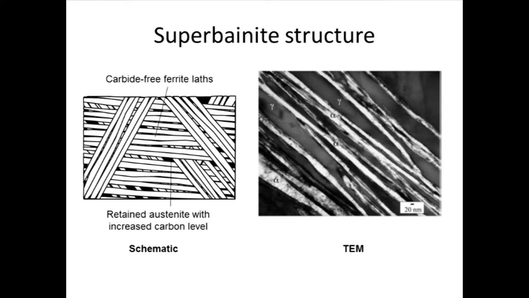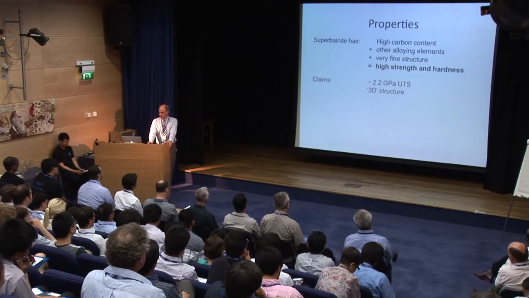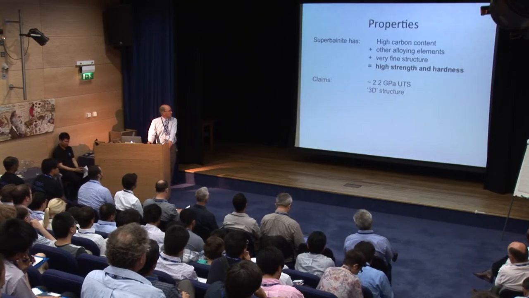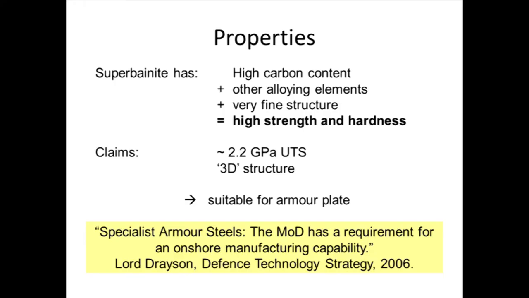So superbainite is a type of steel which has a very high carbon content plus other alloying elements present and a very fine structure, which leads us to expect that it will have a very high strength and hardness. And the claim made for the superbainite structure is that it can give about 2.2 gigapascals or more UTS, and in a 3D structure. That is, it's capable of being formed in a piece of steel which is both wide and thick. So it's a 3D structure.